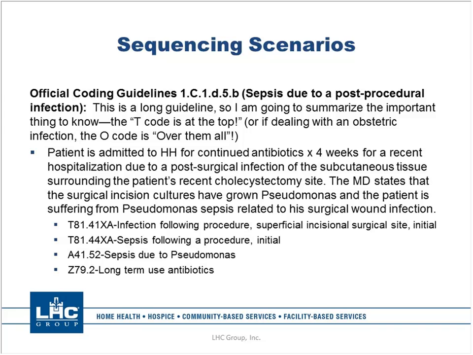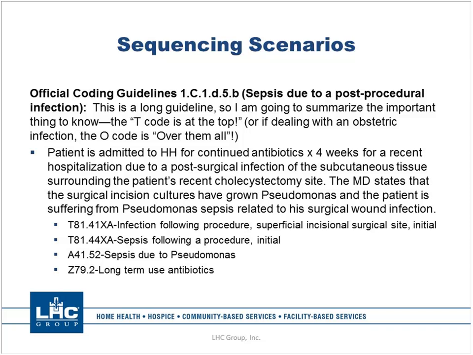Patient is admitted to home health for continued antibiotics times 4 weeks for a recent hospitalization due to a post-surgical infection of the subcutaneous tissue surrounding the patient's recent cholecystectomy site. The MD states that the surgical incision cultures have grown Pseudomonas, and the patient is suffering from Pseudomonas sepsis related to his surgical wound infection. Okay, so what do we know about surgical wound infections? T code. So that's going to be first.